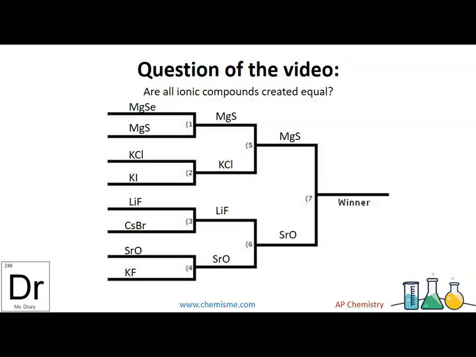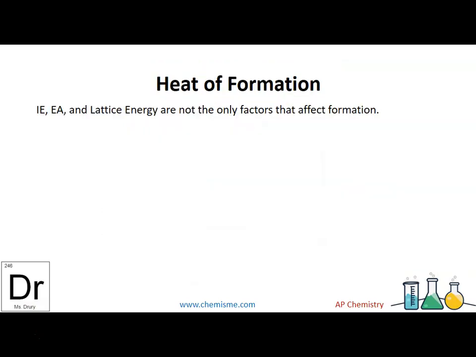Mg is significantly smaller than Sr because it has significantly fewer energy levels. O is slightly smaller than S because it only has 1 energy level off. So in that case, I'm picking MgS as the winner because it has the most charges with the smallest radii.